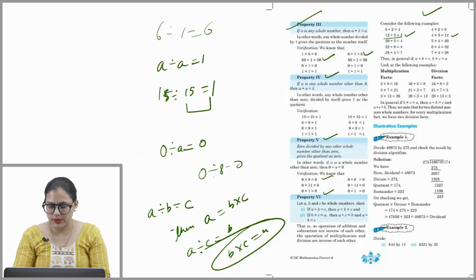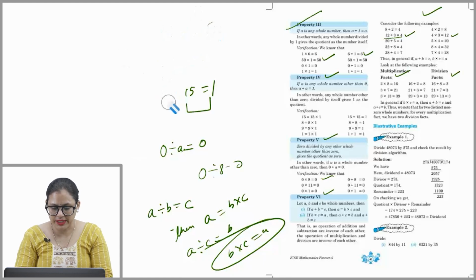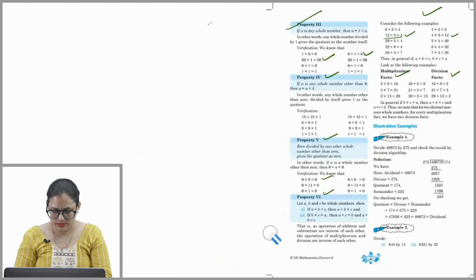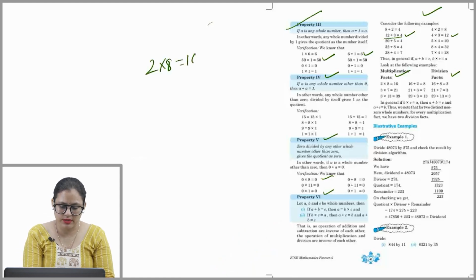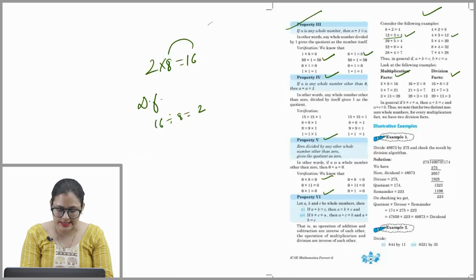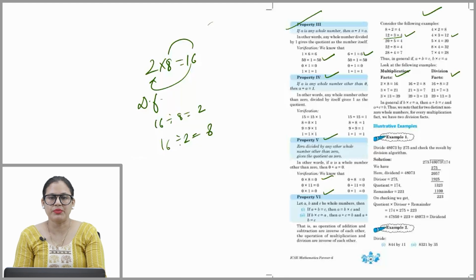Okay. Now look at the following example, multiplication fact and division fact. So the multiplication fact is what? 2 into 8 is equal to 16. This is the multiplication fact. Now the division facts: 16 divided by 8 is equal to 2. Okay. And 16 divided by 2 is what? It is 8. Okay. In general, if b into c is equal to a, then a divided by b is equal to c, and a divided by c is equal to b. Thus we know that for two distinct non-zero whole numbers, for every multiplication fact we have two division facts.